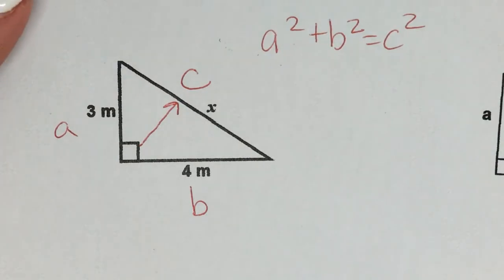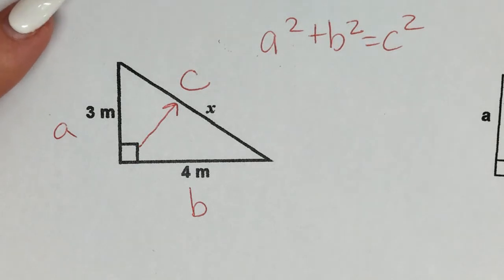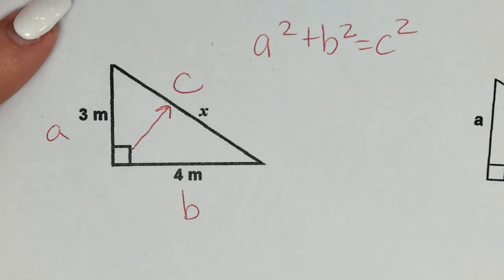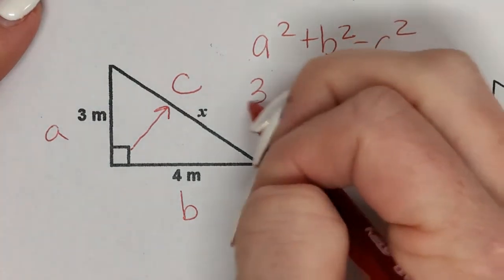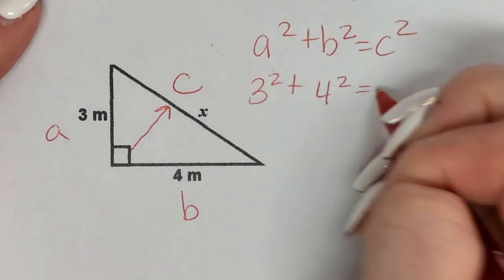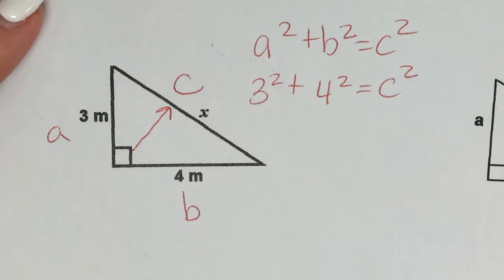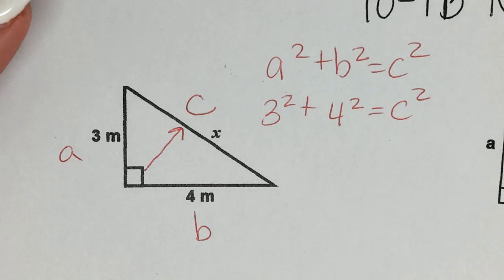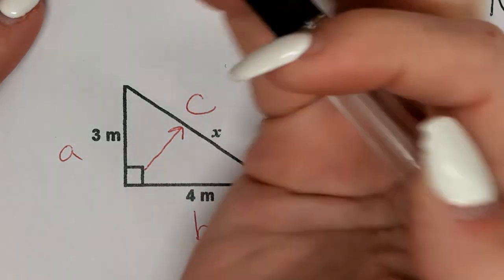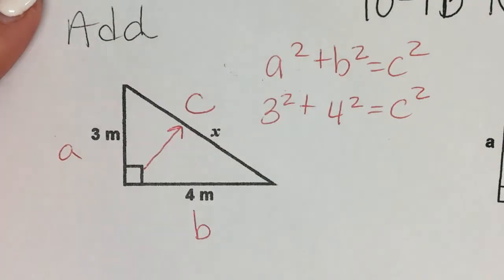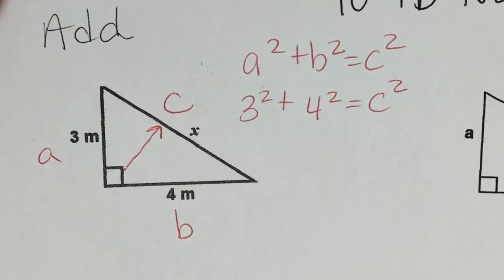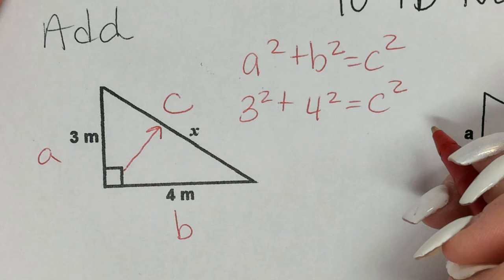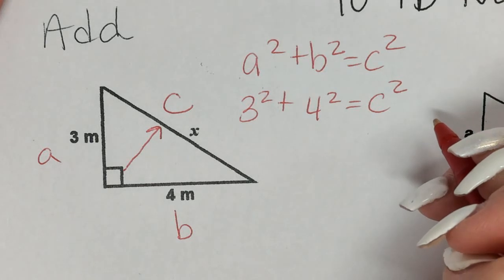I heard somebody say, isn't it 5? Because what did I teach y'all? A 3, 4, 5 triangle. Yes, but let's go over how to do it just in case. So I have 3 squared plus 4 squared equals C squared. When you're solving for C, do you add or do you subtract? So you're going to add. So 3 squared plus 4 squared is? What is 3 squared plus 4 squared?